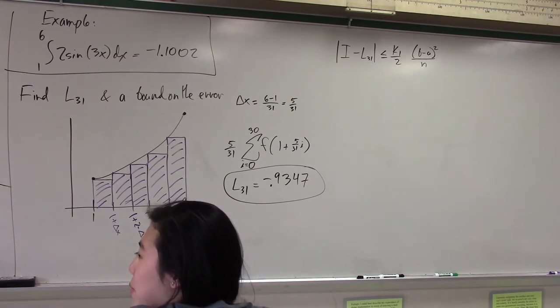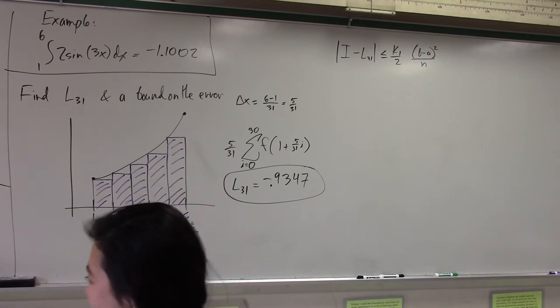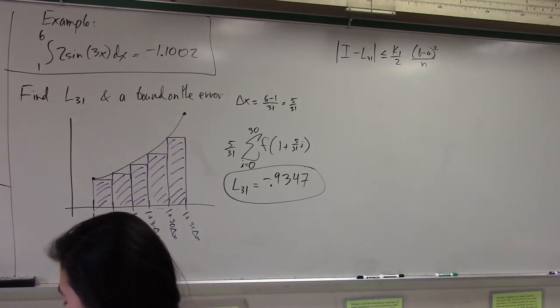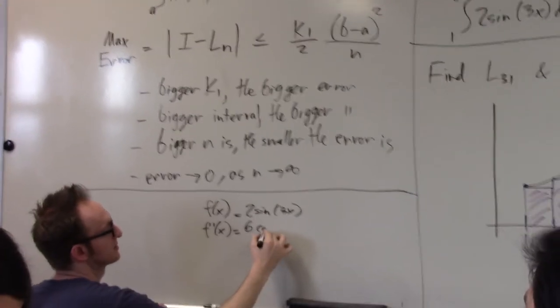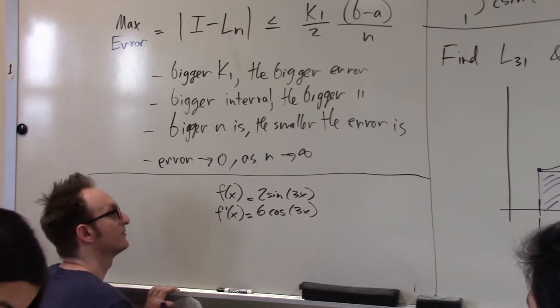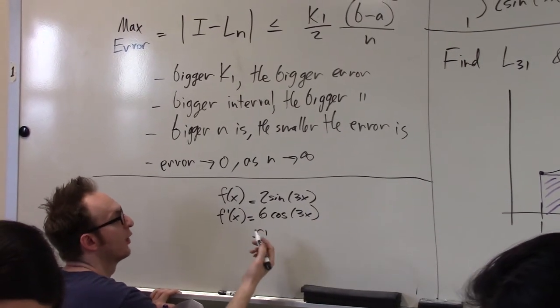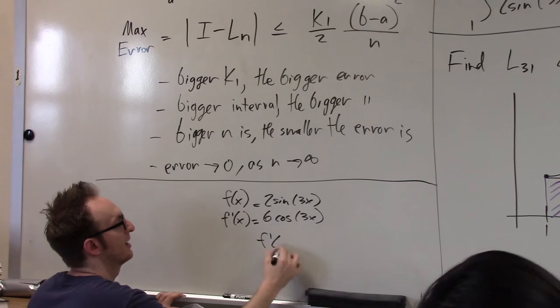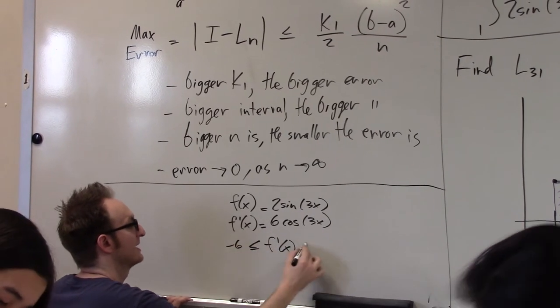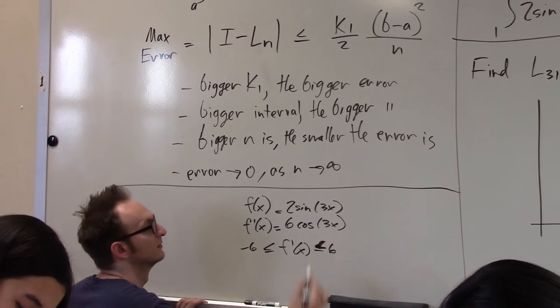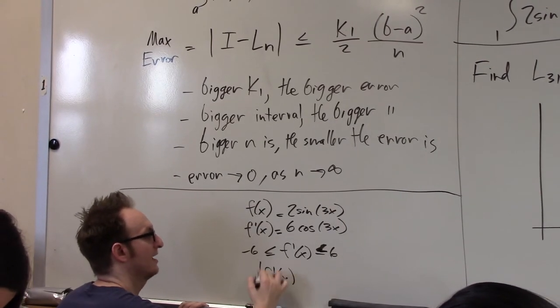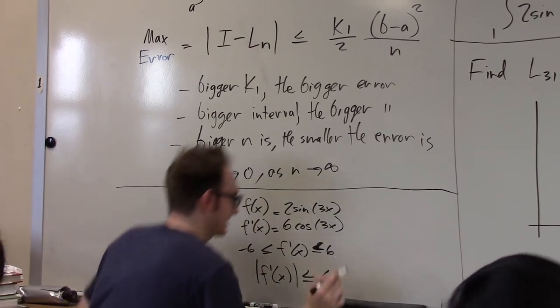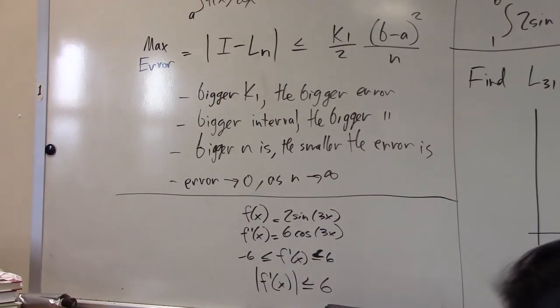Okay, we just have to compute the derivative, right? If this function is 2 sine 3x, what's the derivative? 6 cosine 3x. So in fact, the derivative is always going to be between negative 6 and 6. So it's just true that the size of the first derivative is less than or equal to 6. Someone see what I just did there? I mean, I found an upper bound.